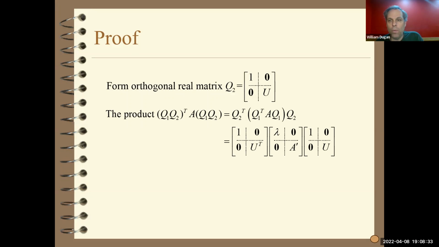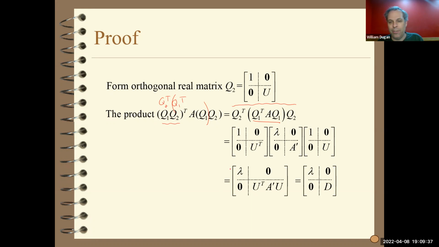But then I want you to form the product of Q1 Q2 transpose times A times Q1 Q2. Notice that if you take this transpose, you would get Q2 transpose times Q1 transpose. You could then focus in on the inner product like I did there. But Q1 transpose times A times Q1 is the matrix we formed before. It was that matrix where the first column was lambda and then zeros, and the first row was lambda and then zeros, and the other block matrix was A prime. But Q2 is 1 with zeros, and then 1 with zeros, and U in the right-hand corner. So by writing down this multiplication in block form, you get what you see below. All you have to do now is that block multiplication.